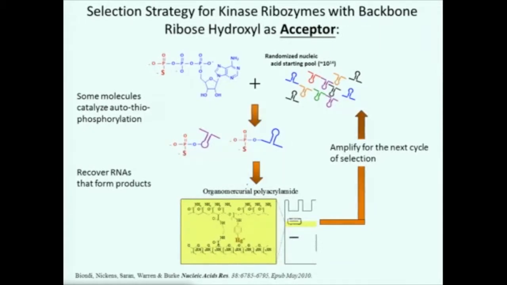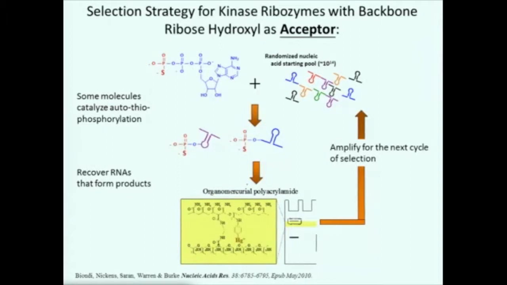So any RNA that is active actually gets a sulfur along with the phosphate. If you separate these RNAs out on a polyacrylamide gel where one of the layers in the middle contains mercury, the sulfur interacts with the mercury, and all the RNAs that have the sulfur get trapped in the mercury layer. So if the RNA is active and has the activity of a kinase ribozyme, it gets the sulfur along with the phosphate and gets trapped in the mercury layer.